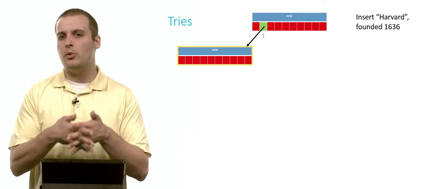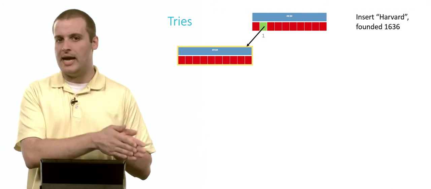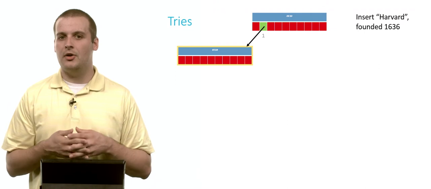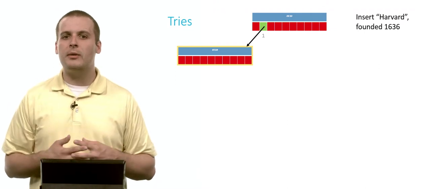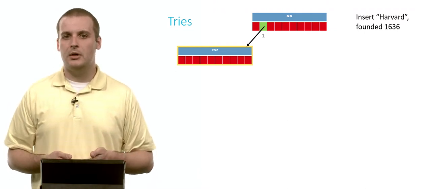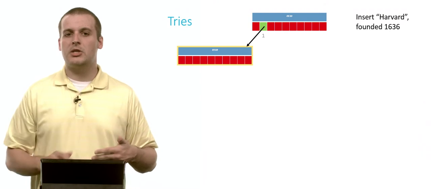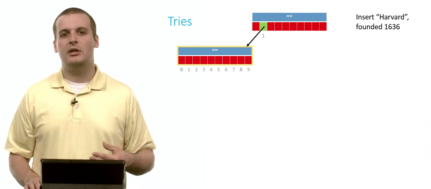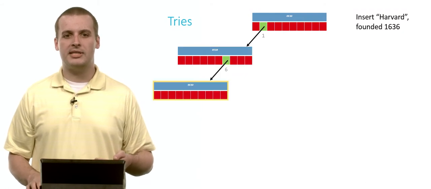So 1 no longer points to null. I've said it's safe to go down here now. I've built another node, and when I get to that node, I have another decision to make. Where am I going to go from here? Well, I've already gone down the 1, so now I probably want to go down the 6, right? Again, I have 10 locations I can choose, so let's now go down number 6.